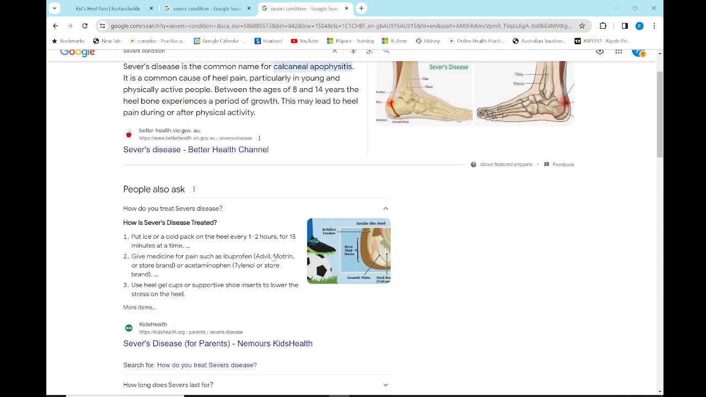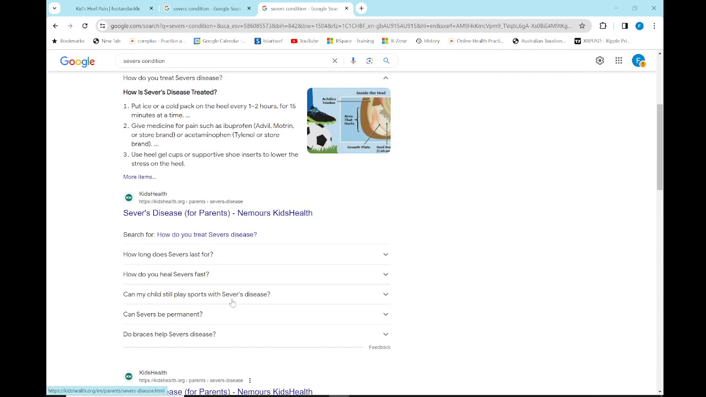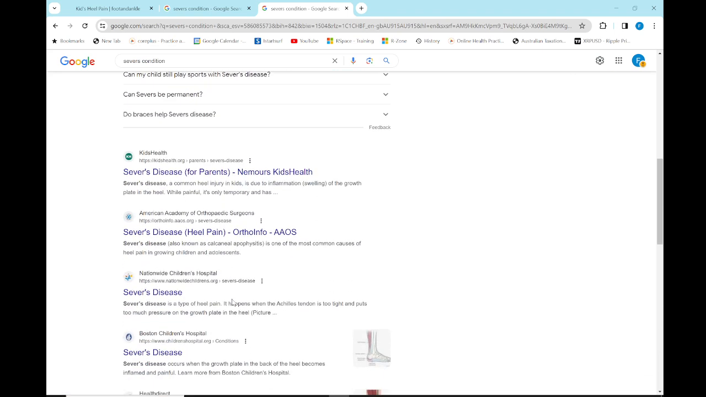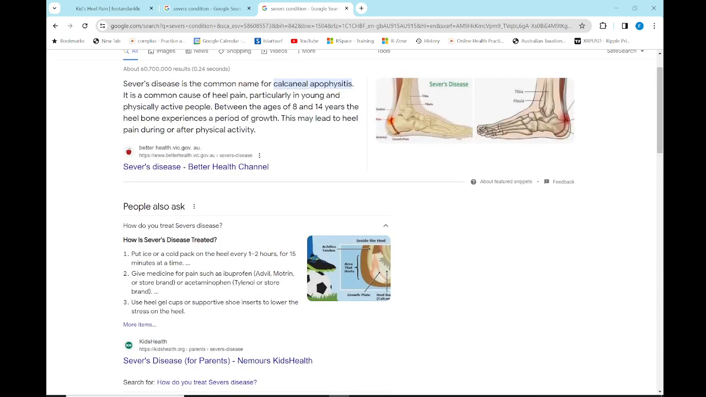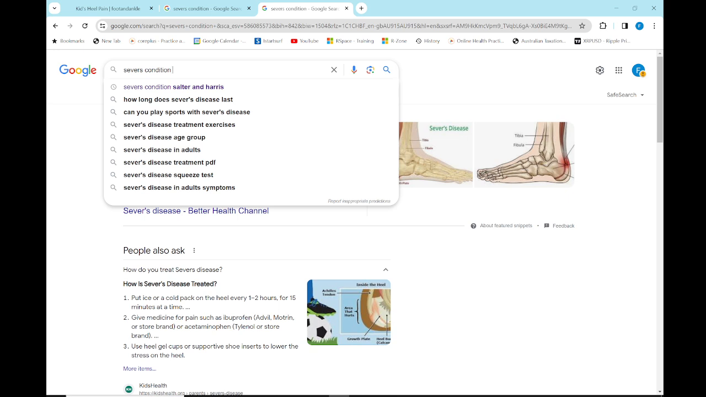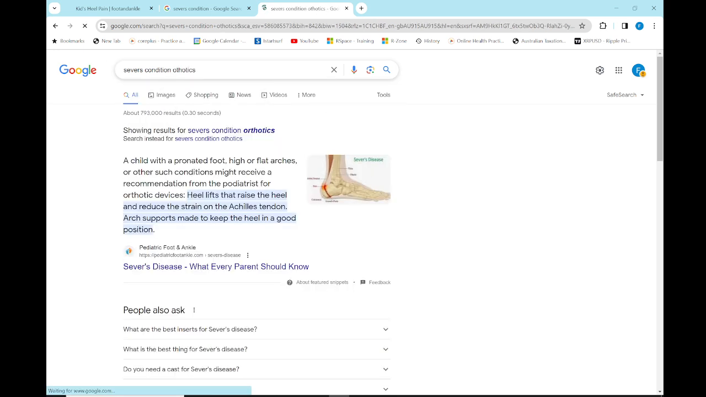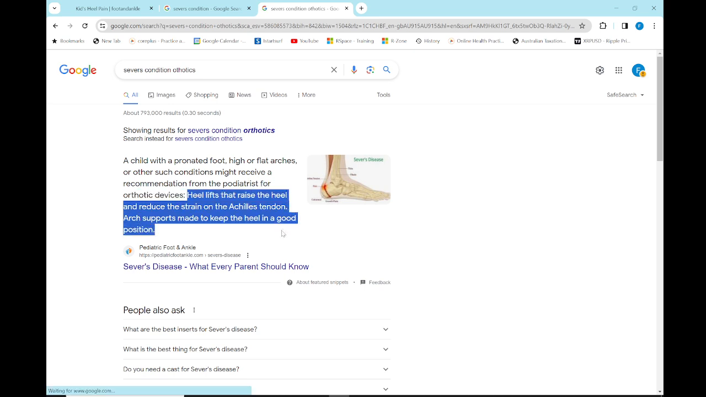Now, treating it has a couple of different options. If it's very mild or very acute, then we can use conservative methods, like for example, strapping, icing, and things like that. However, if it's sort of a bit more pronounced than that, then a common way of treating it is through heel raises or orthotics that go inside the shoe.